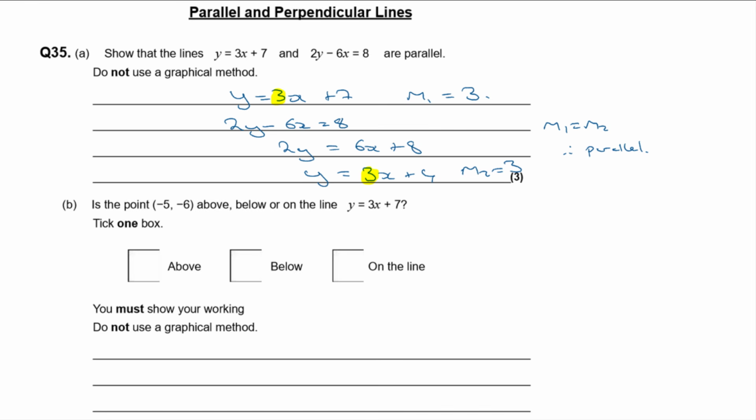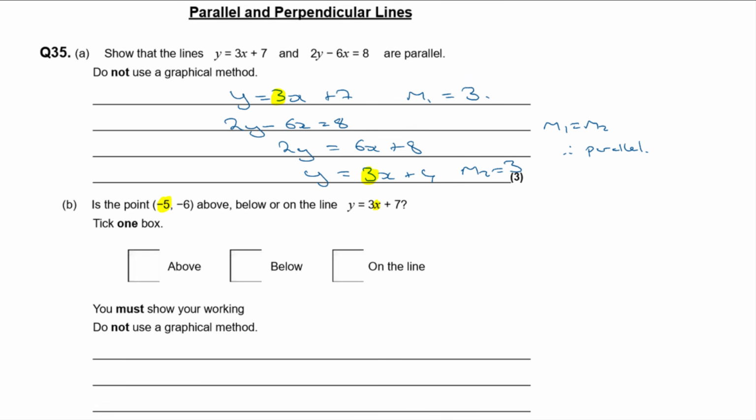Right. Is the point (-5, -6) above, below, or on the line y equals 3x plus 7? Tick one box. So what I'm going to do is take the x coordinate and sub it in here to work out the y value. Now, if the y value is minus 6, it's on the line. If the y value is more than minus 6, it's above the line. And if the y value is less than minus 6, it's below the line.